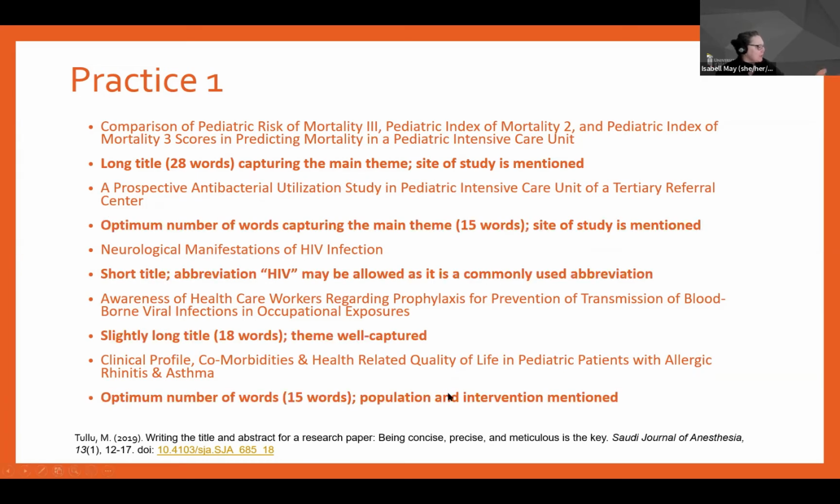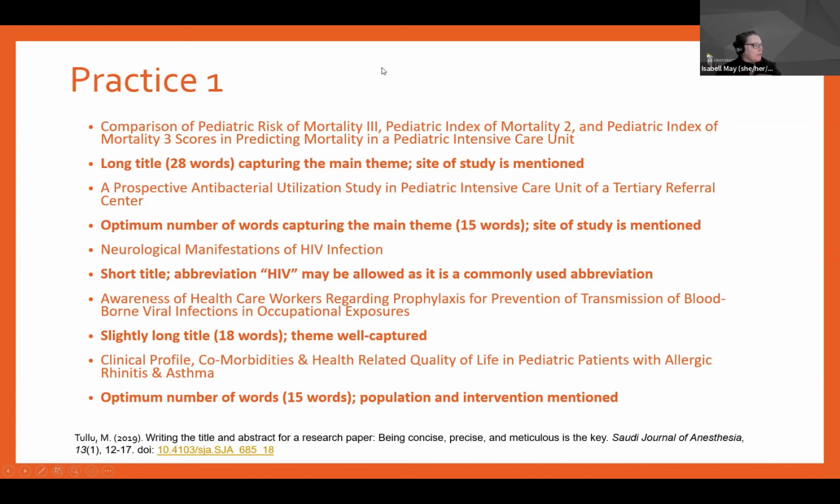So this is from an article from the Journal of Anesthesia, which I thought was by Tulu, a really interesting paper that analyzes titles and abstracts for research papers and gives the advice that we all know we should follow: being concise, precise, and meticulous. So how do you do that? Here are some examples, I think from the authors' own work, of different titles.